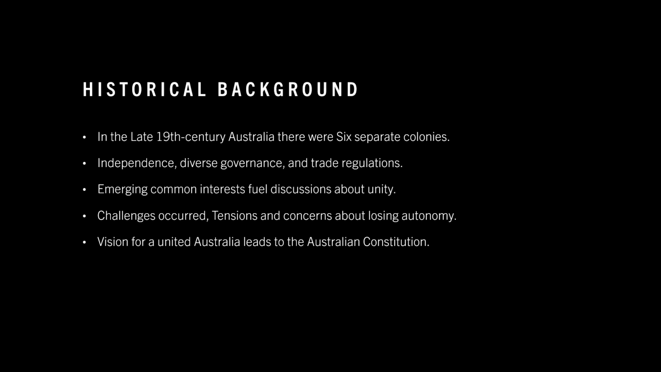In the late 19th century, Australia was divided into 6 separate colonies: New South Wales, Victoria, Queensland, South Australia, Western Australia, and Tasmania. These colonies operated independently, each with its own government, laws, and trade regulations. The need for unification became obvious as common interests like defence and trade emerged, leading to discussions about unity. However, achieving unity was challenging due to tensions and concerns about losing local autonomy. Despite these obstacles, the vision of a united Australia continued, finalised in the drafting and adoption of the Australian Constitution.